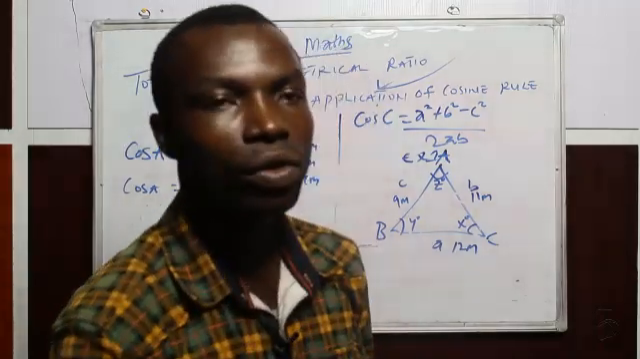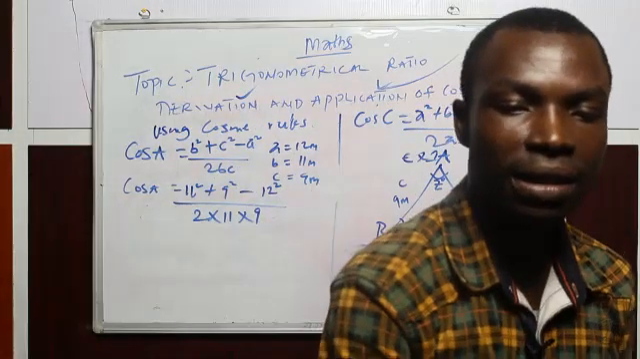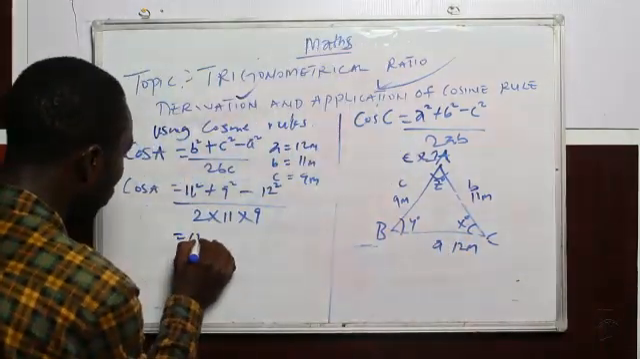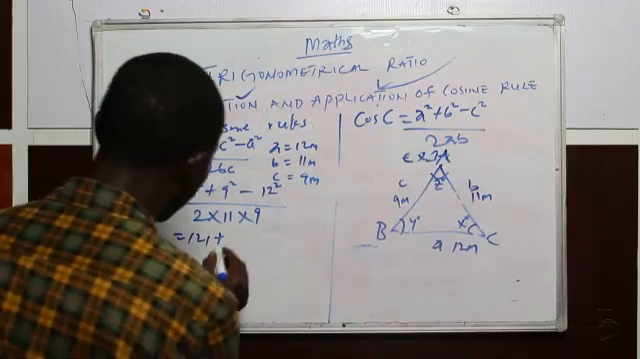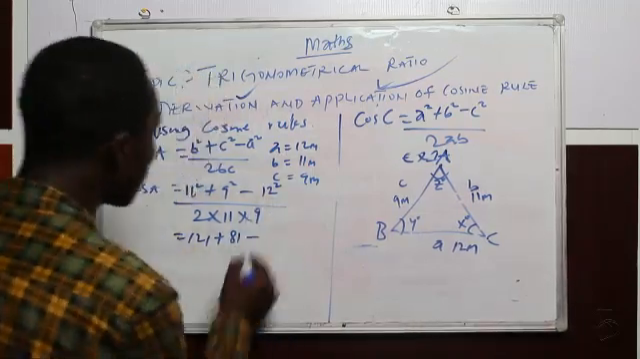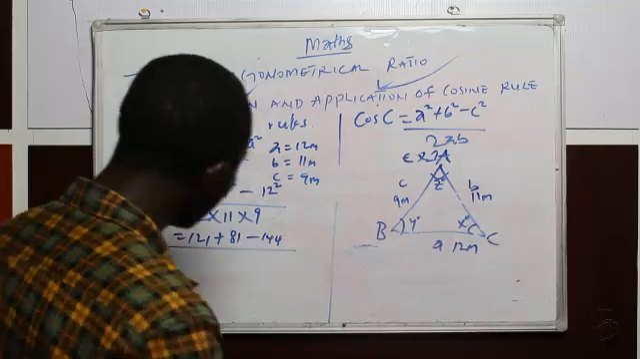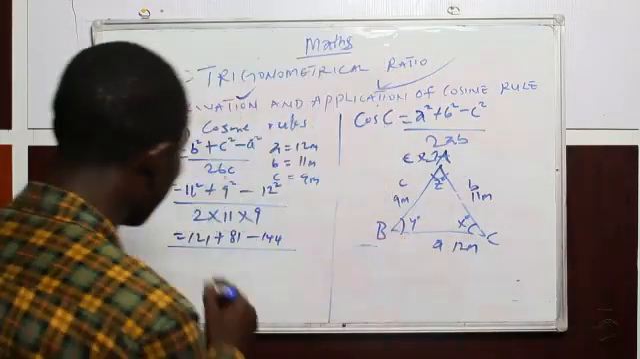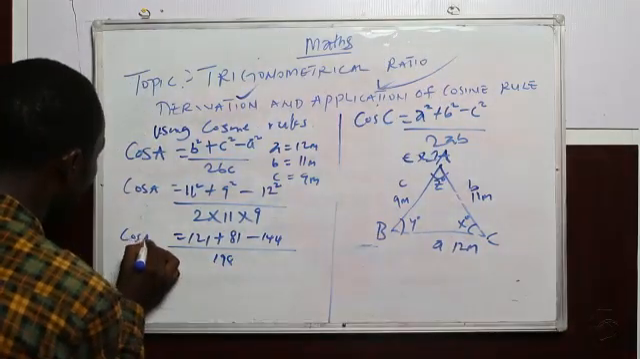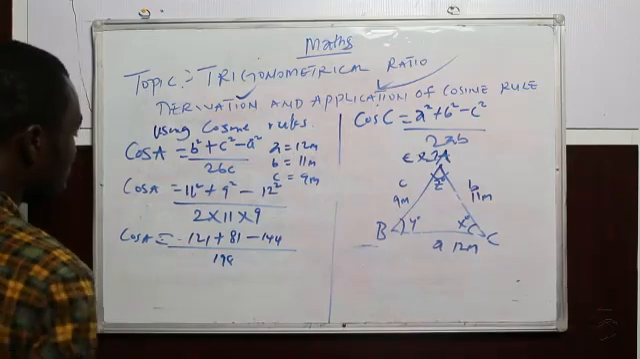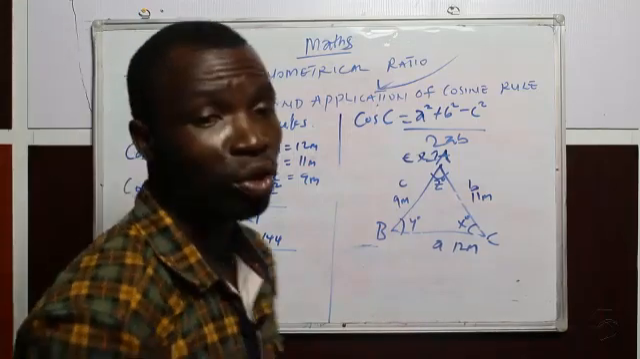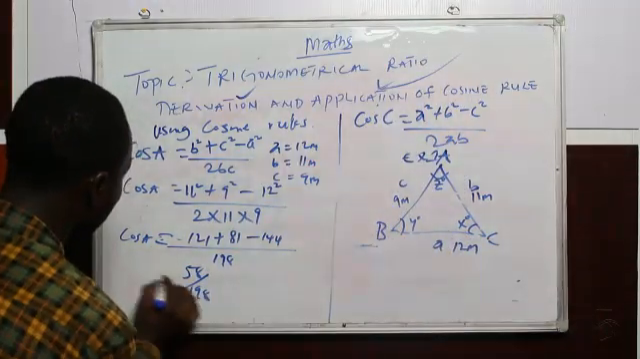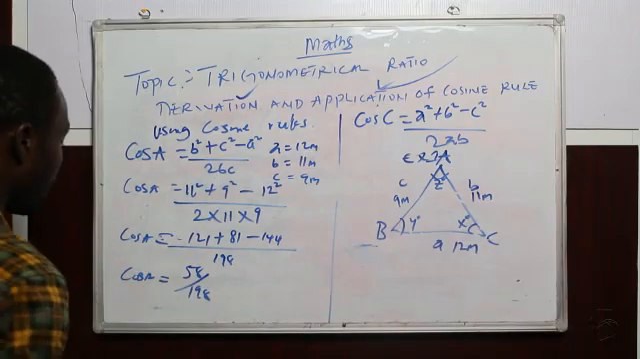What is 11 squared? 121. 121 plus 9 squared, which is 81, minus 12 squared, which is 144, over 2 times 11 times 9. 2 times 11 times 9 gives us 198. So cos A is equal to 121 plus 81 minus 144 divided by 198, which is 58 over 198.